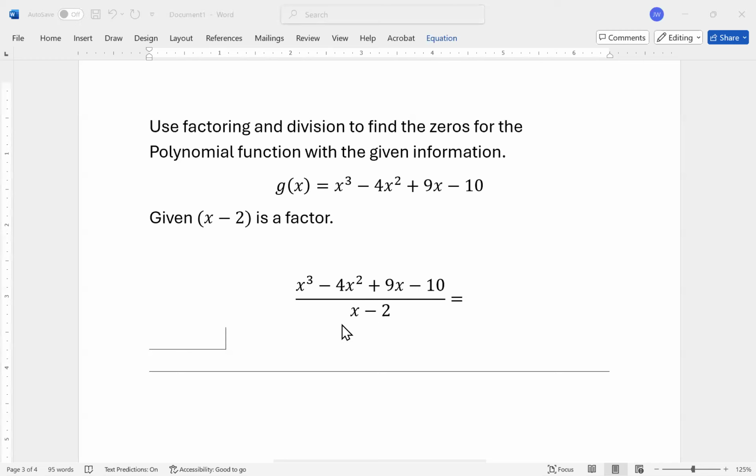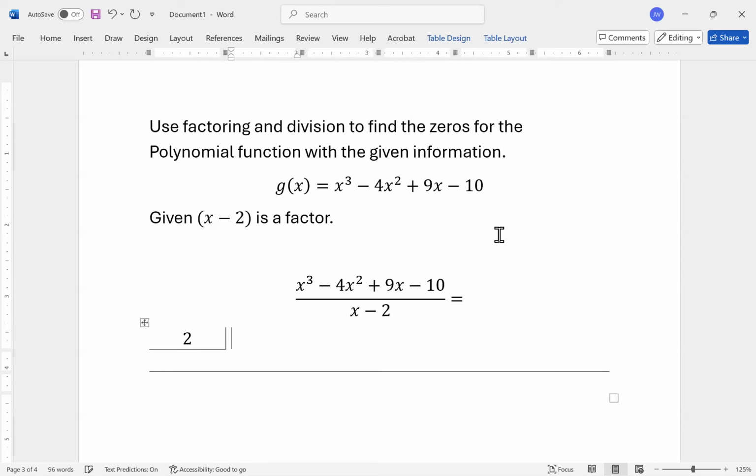All right, so let's take a look at this one. Again, we're given that x minus 2 is a factor, so we already know that, which means that g of 2 is going to be a 0. So not g of 0, g of 2 is going to be a 0. So x equals 2 is going to be a 0. We know x minus 2 is going to be a factor.